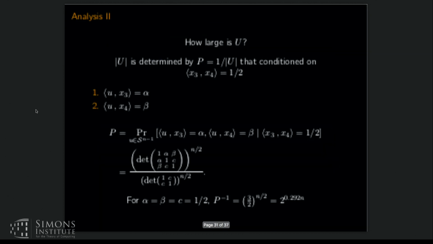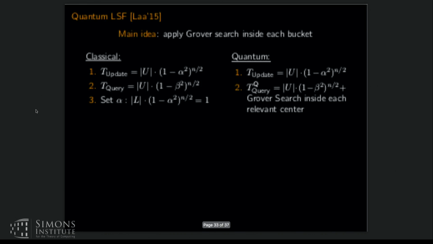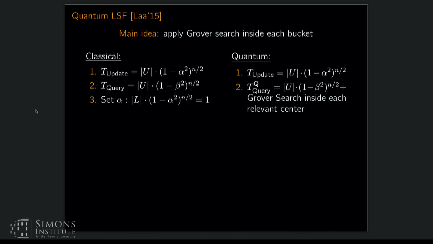And if you compare it with classical, the update time we do not change. We change the query time. And the query time would be the time to get all the relevant centers, classically the same as optimal, and the Grover search inside each relevant center. So if you want the precise state, that would correspond to the following state.